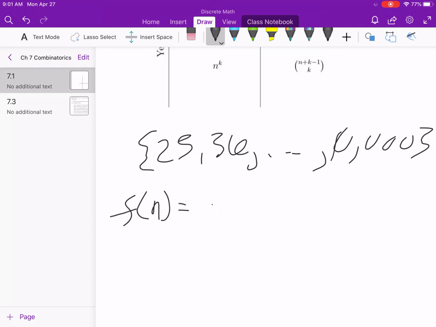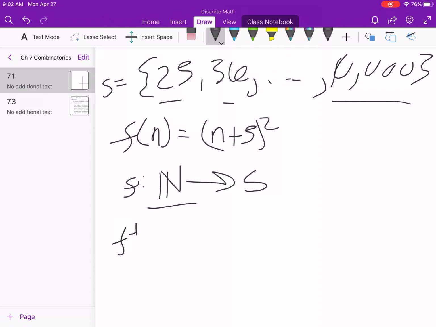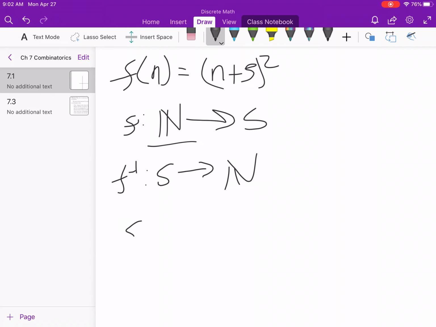And if I perform square root on any of these, I'll only get the positive square root back, since notice my domain has been restricted to the natural numbers. So I could find some f inverse that goes from S to the natural numbers. And since f was bijective, f inverse is also bijective. So I could let f inverse of S be the square root of whatever S is, and then minus 5, outside of the square root.